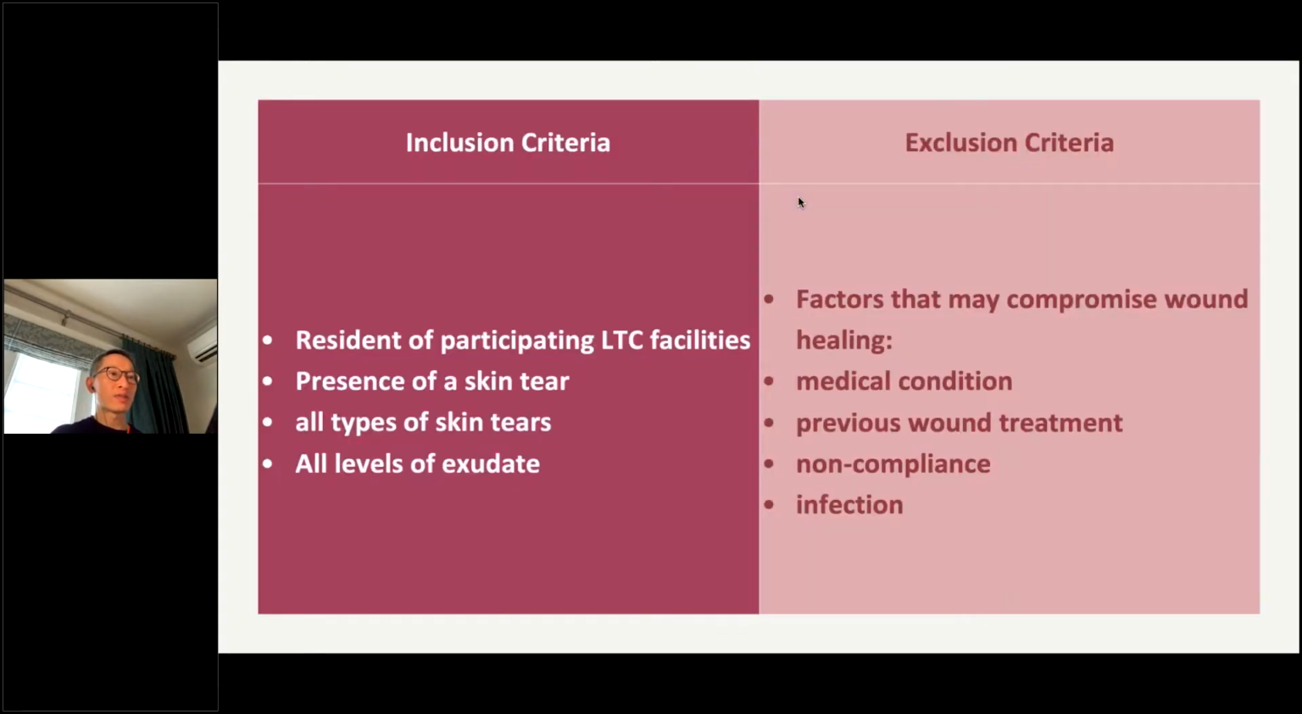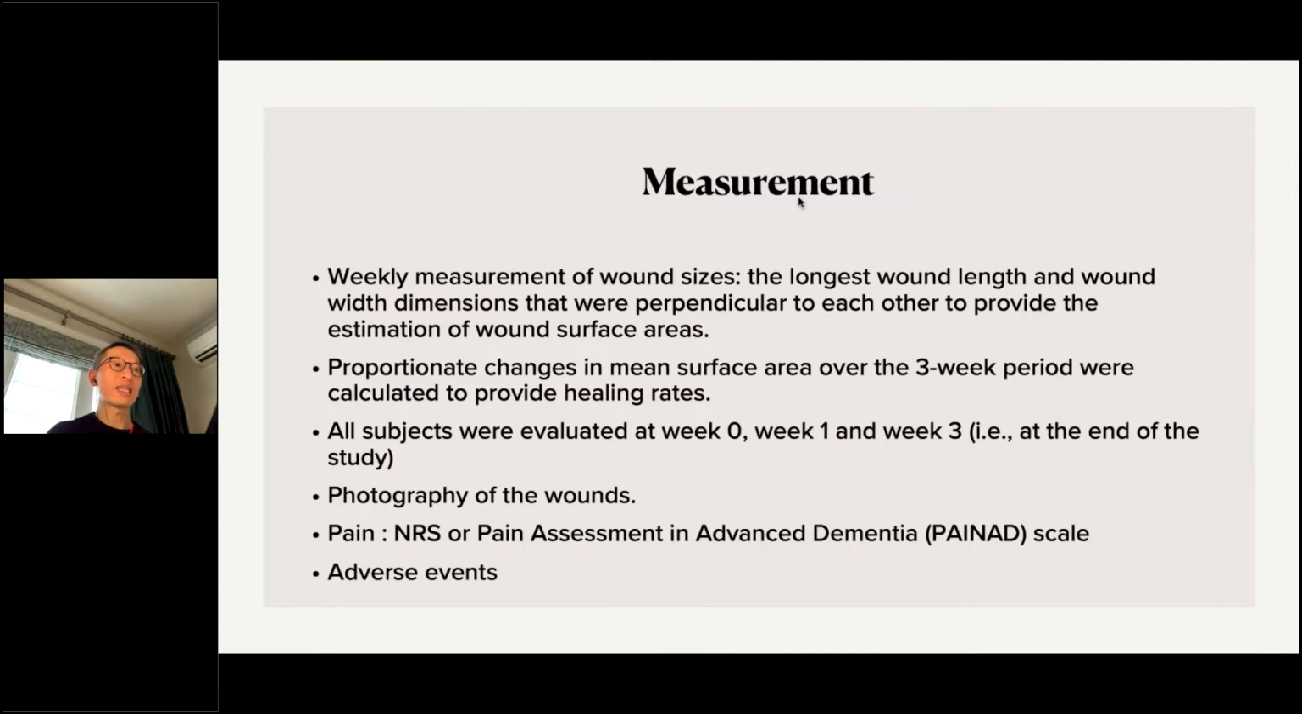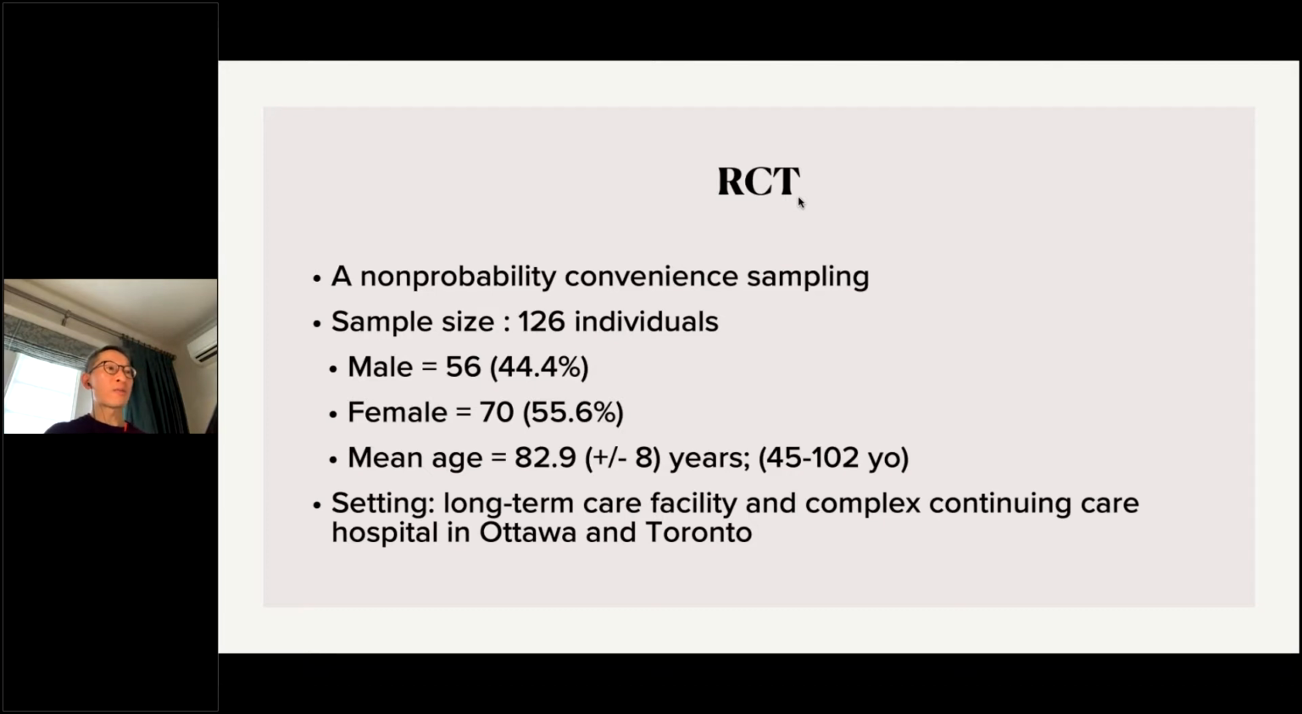And those are the inclusion and exclusion criteria to make sure that we select the right individuals to enter into the study. All the wounds we have selected were deemed to be healable. There's no other comorbid factors that can influence healing in a significant way. So we measured the wound sizes, took photographs, and also attempted to evaluate the pain level as well. So these are the demographics. We have 126 individuals in this randomized control trial. I think this is a pretty good number to give you the confidence that the results are pretty credible.